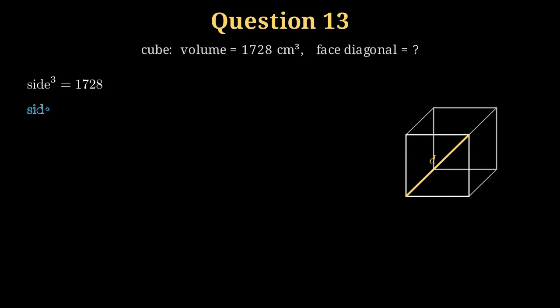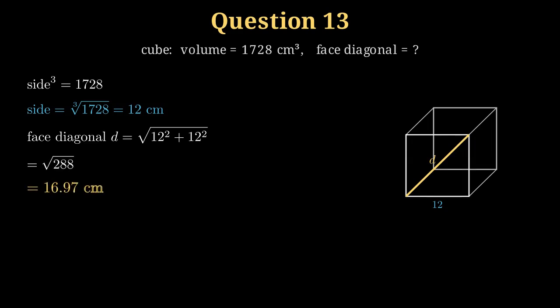First, we find the edge. The volume of a cube is the side cubed, so the side is the cube root of 1,728, which is 12 centimeters. Now look at one face. It's a 12 by 12 square.